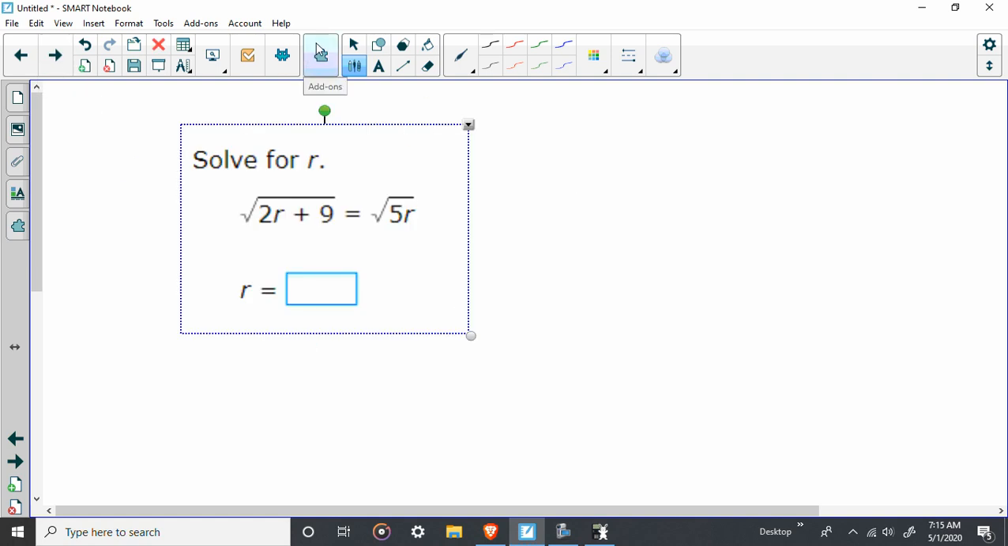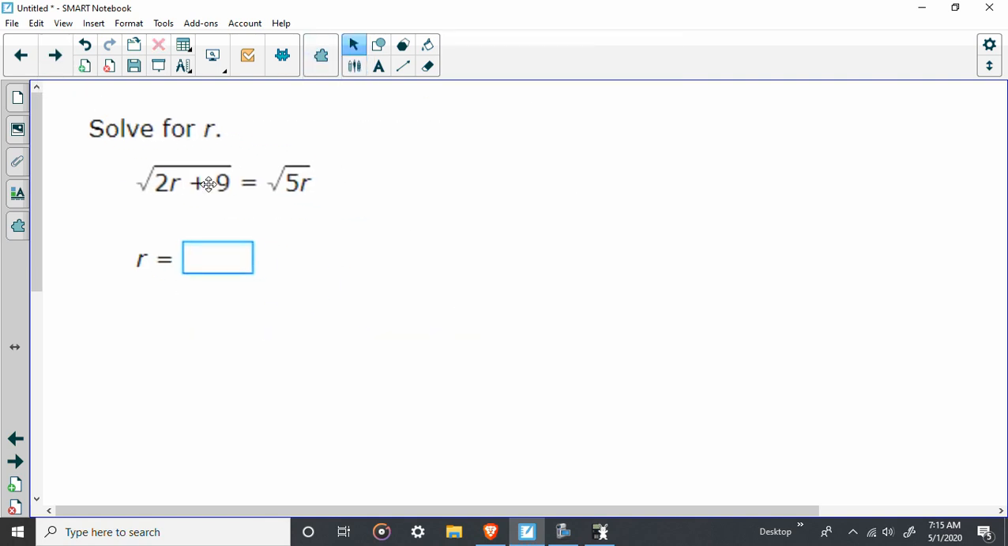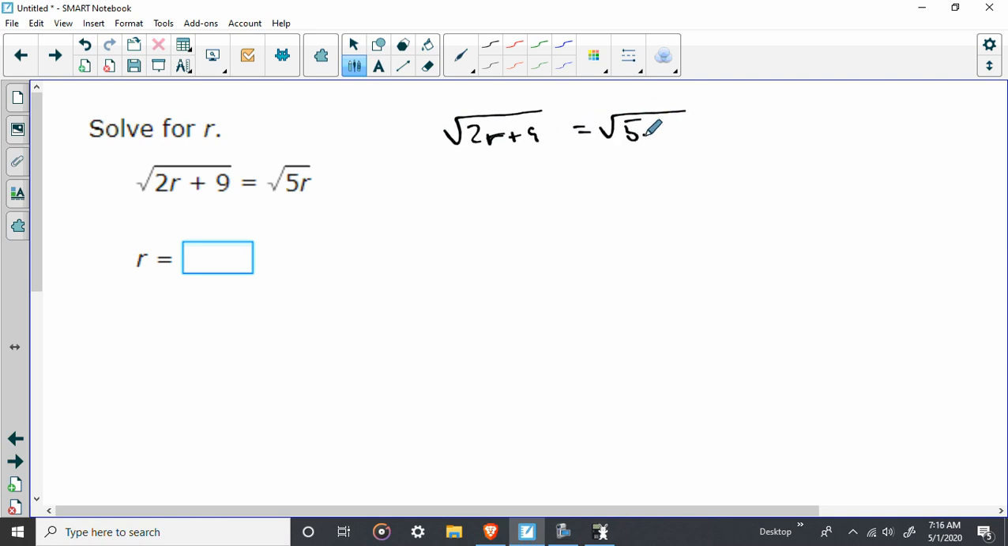If you're given this, they want you to solve for r. Essentially, you can just drop the square roots, right? The square root of 2r plus 9 equals the square root of 5r. Well, essentially, what are we going to do? I'm going to square this side, and I'm going to square this side.